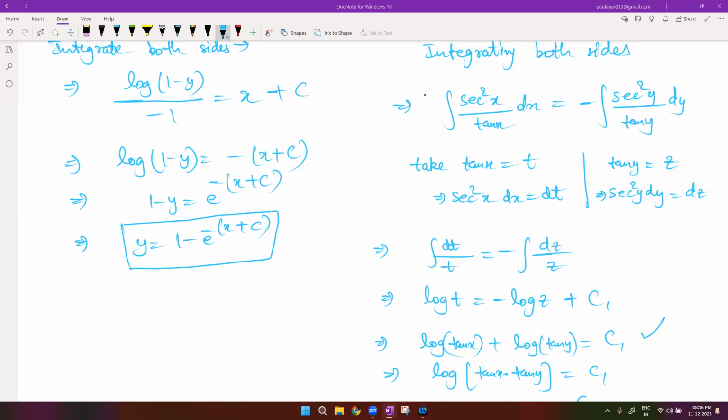Okay, sixth part, dy upon 1 plus y square. Can you hear me? Yes, yes, speak. Sir, it's dy by 1 plus y square is equal to dx into 1 plus x square. Correct.